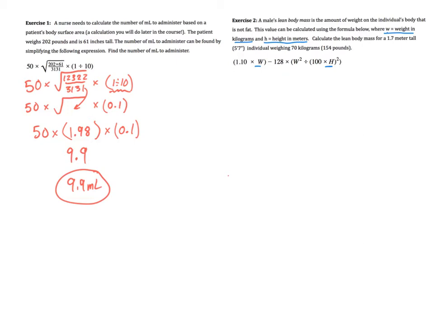So I'm told that the patient's height is 1.7 meters. So for that height, I can plug in 1.7 in its place, and the weight of the patient in kilograms is 70. So all I'm going to do first is anywhere I see a W, I'll replace that with a 70, and anywhere I see an H, I'll replace that with 1.7. That's going to be my first goal. I'm just going to do that now.